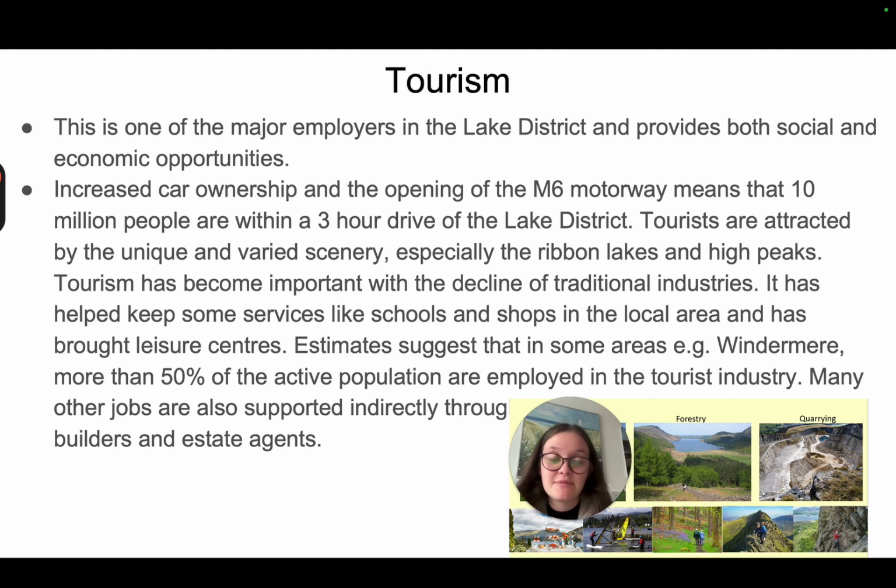It has kept some services like schools and shops in the local area and has brought in leisure centres, which also benefits the local people. Estimates suggest that in some areas, such as Windermere, more than 50% of the active population are employed in the tourist industry. Many other jobs are also supported indirectly through various builders of houses for tourists and estate agents.